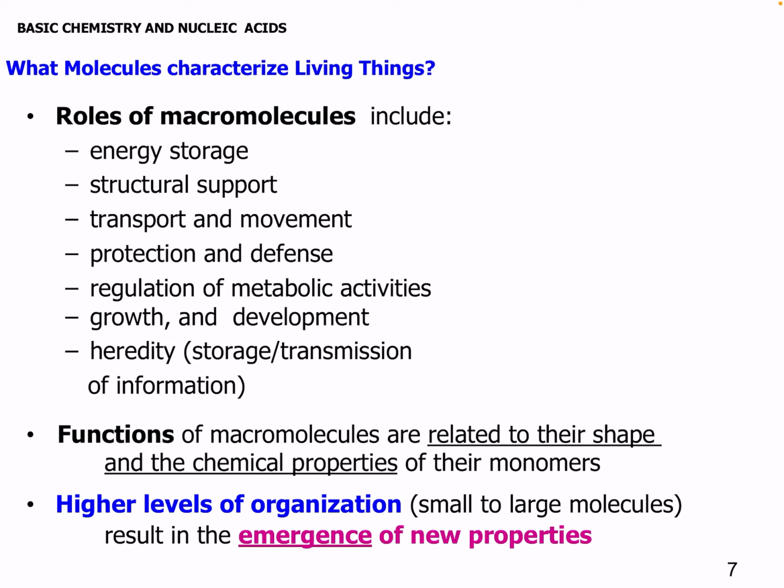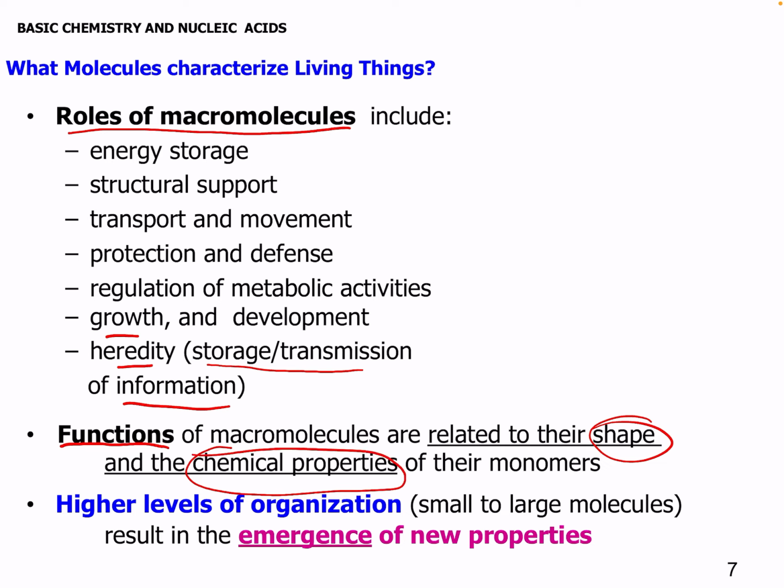So, what are the roles of these macromolecules? These macromolecules have a role in energy storage, structural support, transport and movement, protection and defense, regulation of metabolic activities, growth and development, and heredity, so the storage and transmission of information. The functions of these macromolecules are related to their shape and their chemical properties. So again, structure dictates function of their monomers, which are their smaller units, when they form those polymers. Higher levels of organization, i.e. we go from small to large molecules, result in the emergence of new properties.